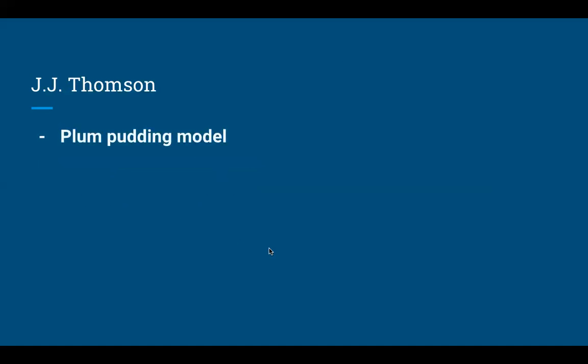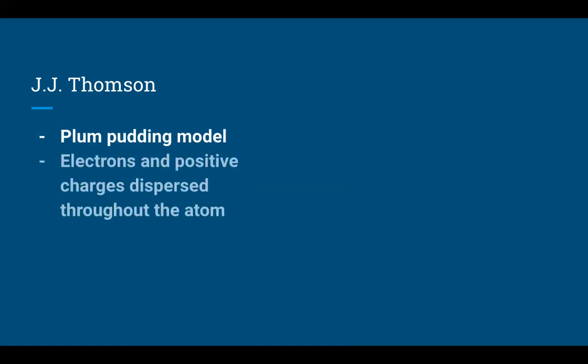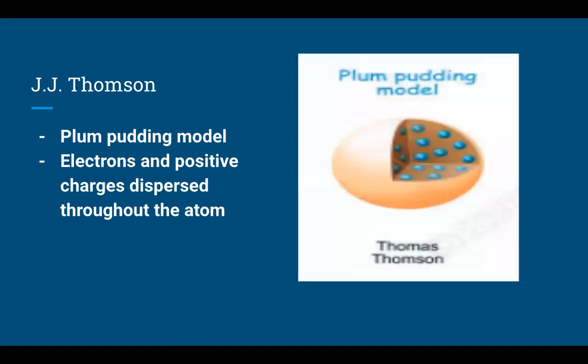Next up was a scientist, J.J. Thompson, and he developed what we refer to as the plum pudding model of the atom. He said our electrons and positive charges are sort of just dispersed throughout the atom in a random pattern. Plum pudding, I had to look it up many years ago, and my best description is it's like vanilla pudding with raisins in it. Not something I would choose for dessert. But I think it just points to the fact that it's randomized and it's scattered throughout.